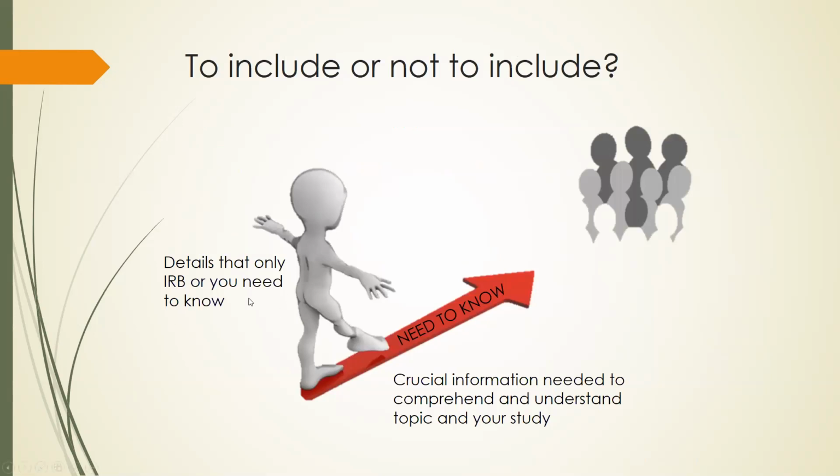So lots of the details that you put in the IRB, or maybe in some of your method sections about de-identifying data and stuff like that, that's not really important for your audience here. Your audience is under the assumption that you're going to do everything ethically and that you're abiding by all regulations and basic guidelines for research. So you don't have to tell them that. That's an assumption. What you do want to tell them is the crucial information that they need to know to comprehend and understand the topic of your study and how you're going to do it.